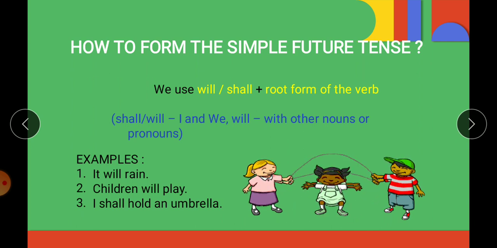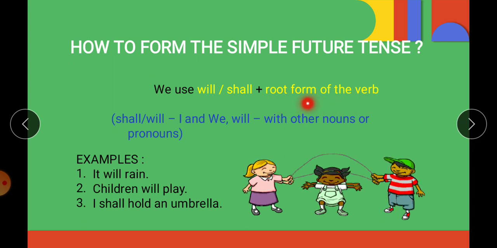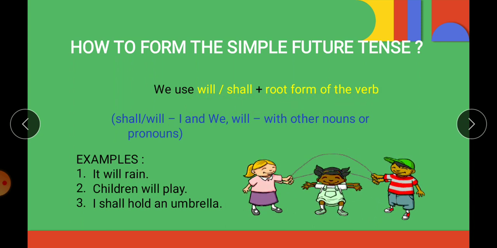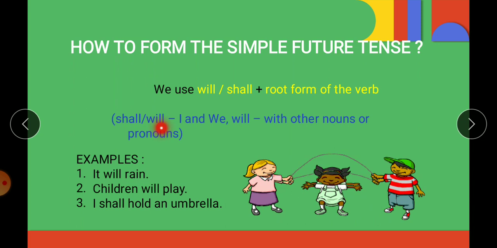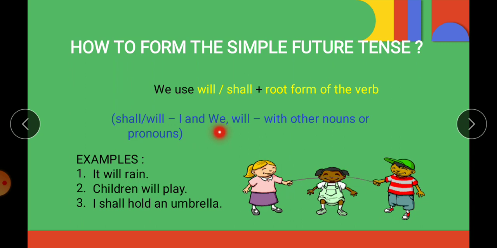So, how to form the simple future tense? Children, you have to use will or shall with the first form of the verb or the root form of the verb. Root form, base form, first form, they all are the same. Now the question is will कहाँ use करेंगे और shall कहाँ use करेंगे. So will and shall both can be used with I and we. But will is specifically used with other nouns and pronouns.